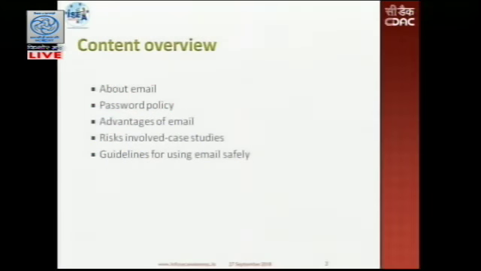So, in today's topic we are going to talk about what is this email, what are the different password policies that we have to follow, what are the advantages of this particular email, and what are the risks that are involved. And I would like to take up some case studies by which you will really understand how the threats are coming through email, and the basic guidelines with respect to using the email safely.